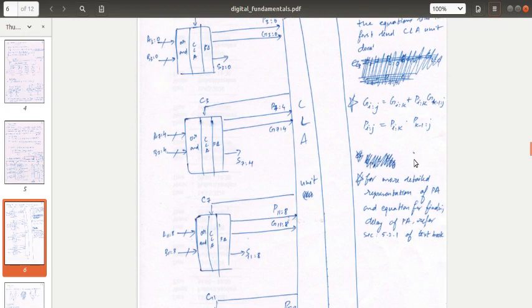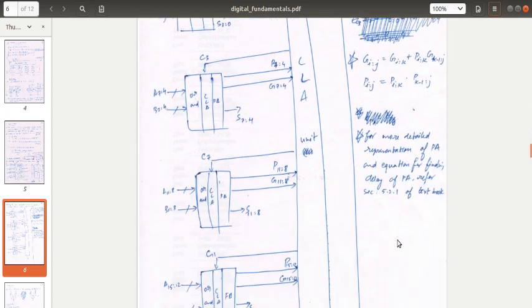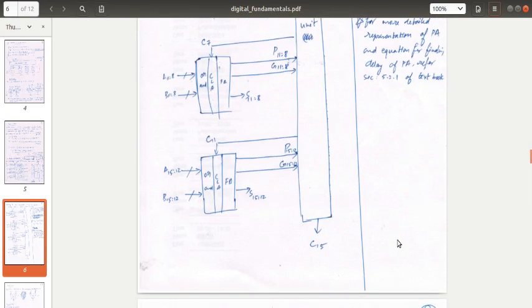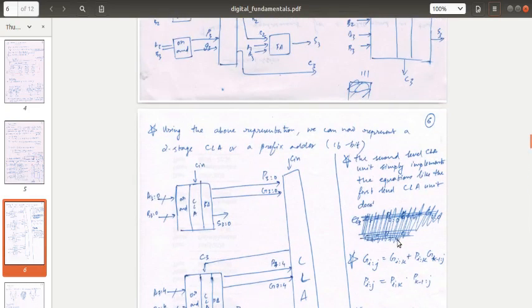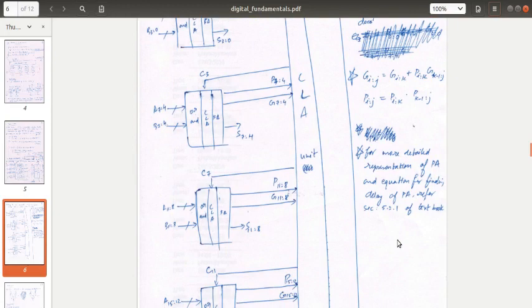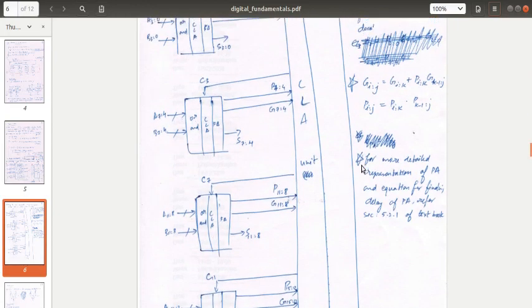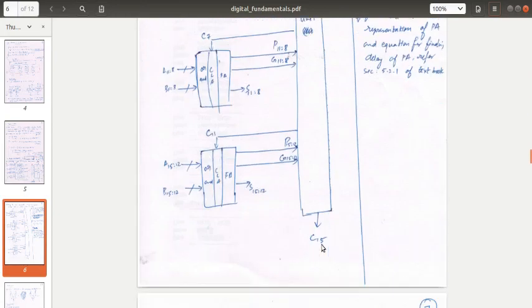So if you go to your textbook section 5.2.1, you can see some other representations of prefix adders. Some other representation in the sense of a more implementation level, more hardware level representation. But anyway, this will suffice to understand the problem.